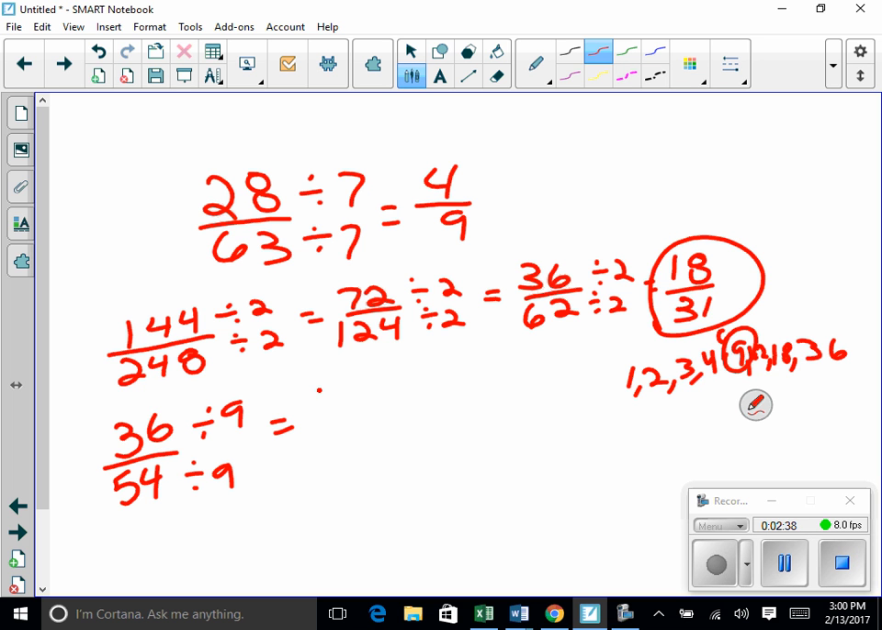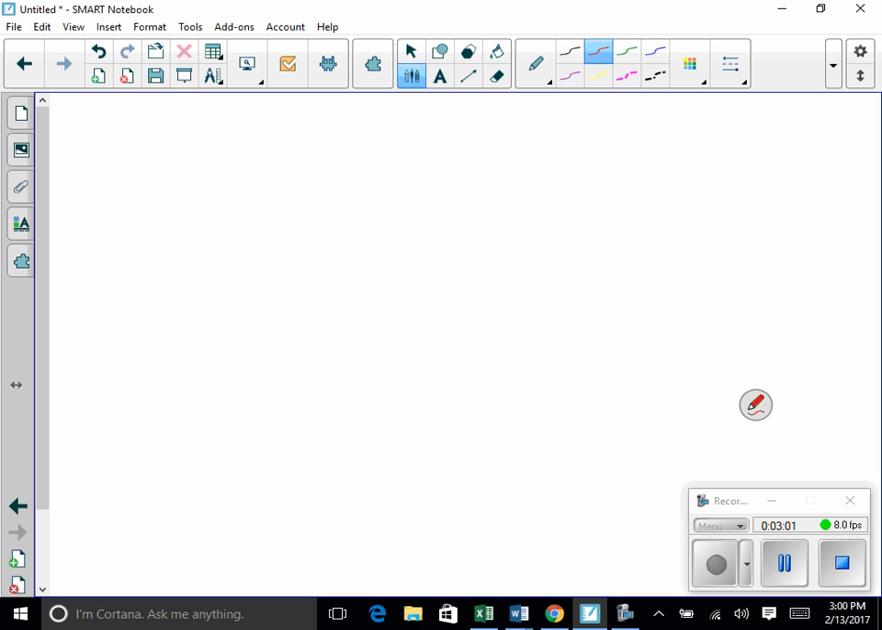36 divided by 9 equals 4, and 54 divided by 9 equals 6. Now I have 4 over 6, and that one still needs to reduce because they're both still even numbers. Divide them by 2, and you get 2/3. If you really got it, you could have done 18, but I didn't. I wanted to use the numbers that you know to get your answer. Okay? Now let's go to the dots.